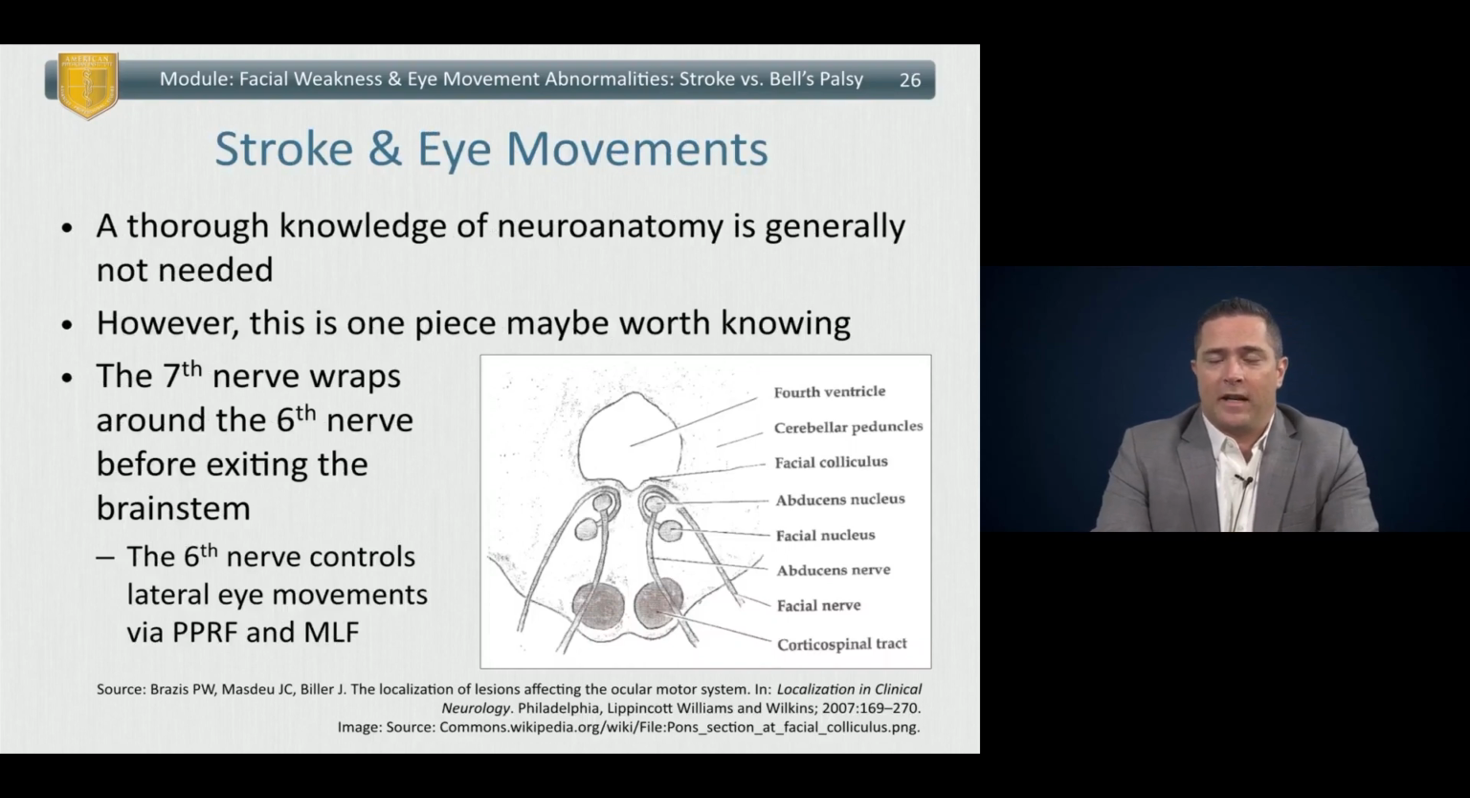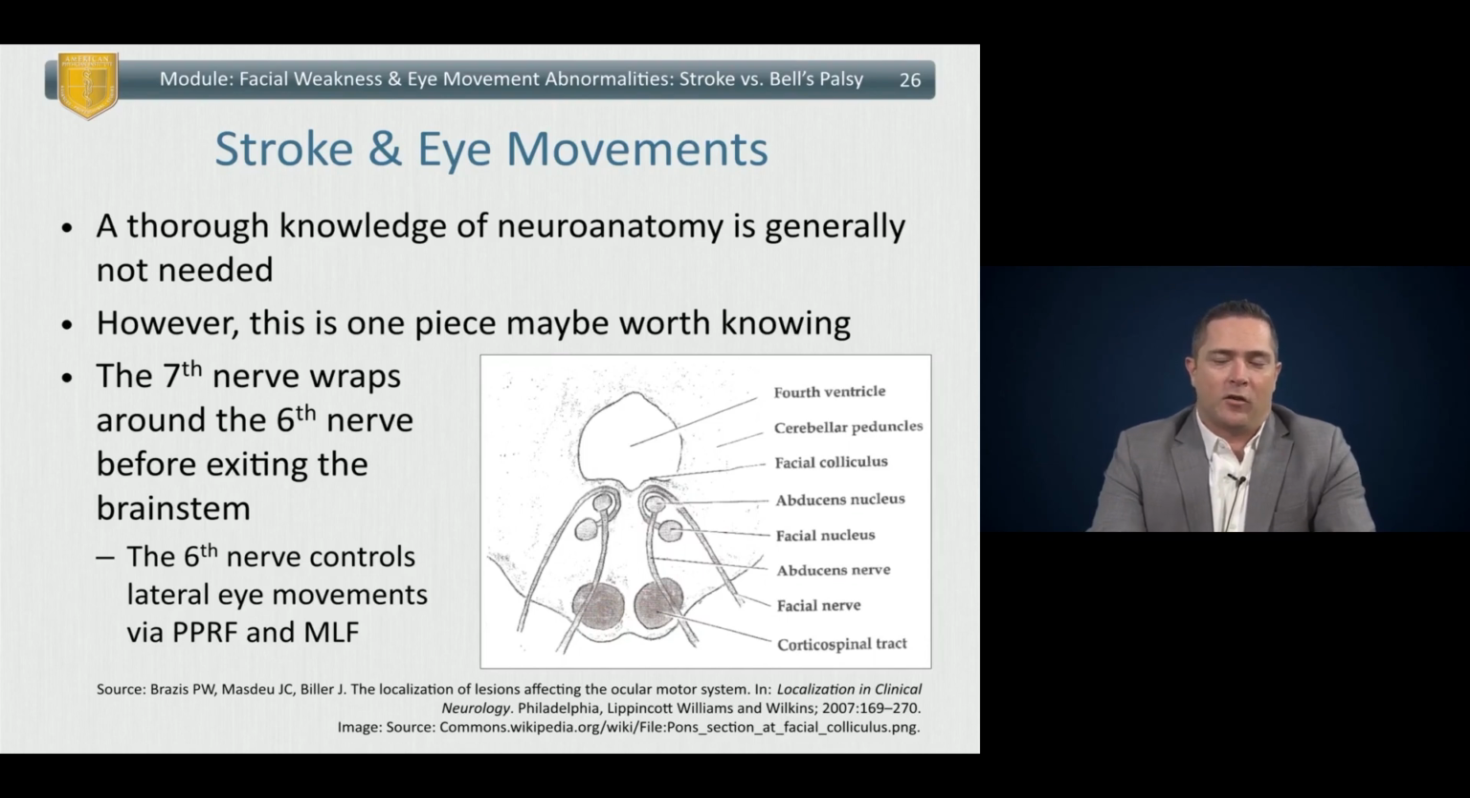Well, I do not think and would not expect you to have a detailed understanding of neuroanatomy. This is one piece of neuroanatomy I think is really worth knowing. The sixth cranial nerve is in the midline of the brainstem and comes straight out. The seventh cranial nerve wraps around it. If there is a stroke syndrome, it will typically affect both. So the patient will have right facial weakness, upper and lower, and inability to look to the right.